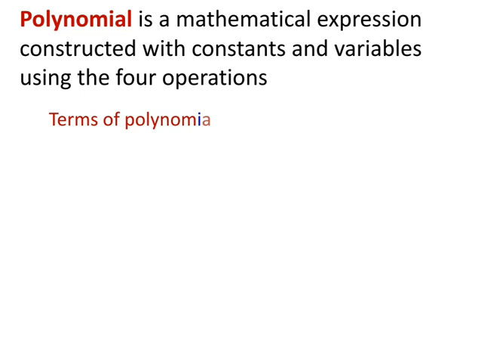Then terms of polynomials, that is, constant into variables. Example: 2x, 3y, 5x square. 2, 3 and 5 are constants. xy, x square are variables.